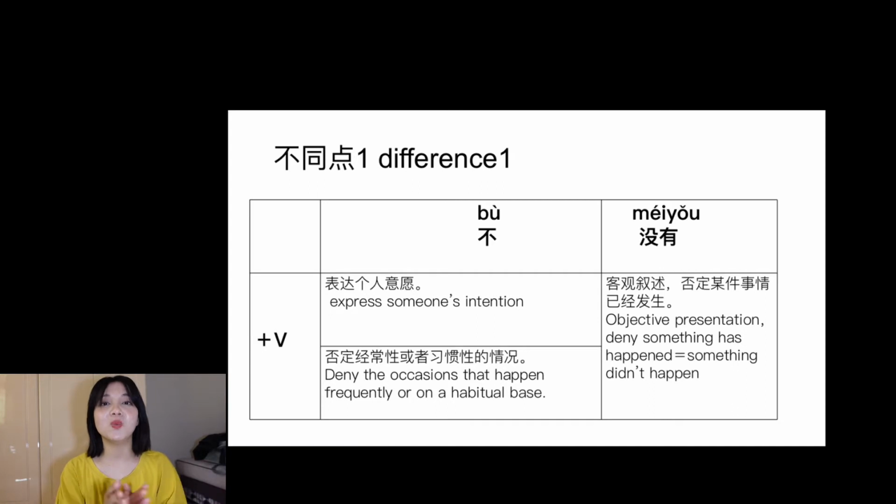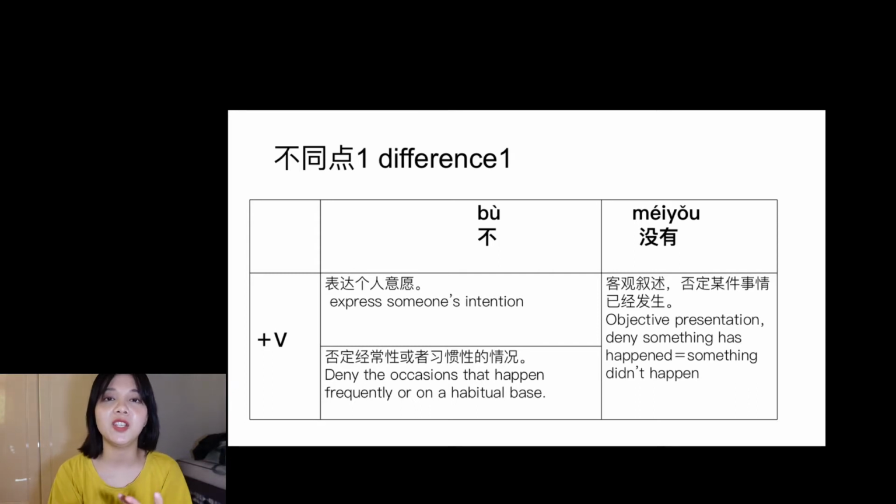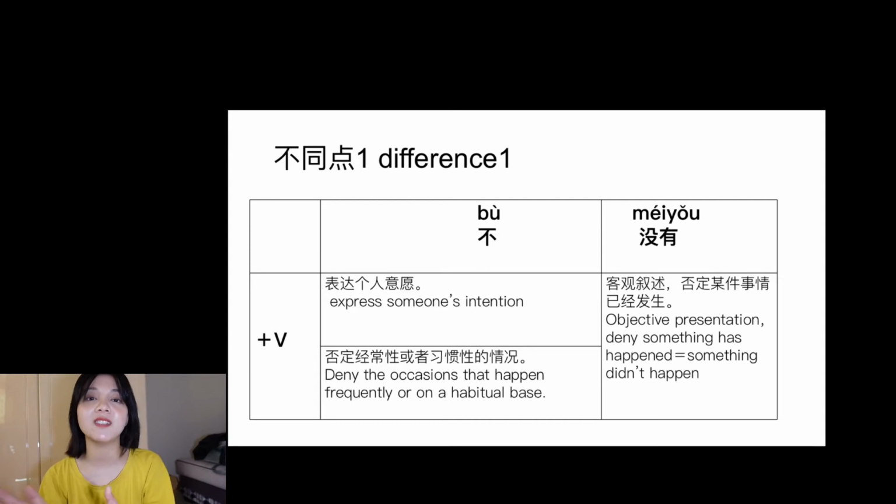For example, when you use 不 then you add a verb, it has two kinds of occasions. The first one is you use that to express one's intention, and occasion two is you use 不 and a verb to deny something that happens frequently or on a habitual basis. But when you use 没有 and then add a verb, usually you use that to deny that something has happened, which means something didn't happen.